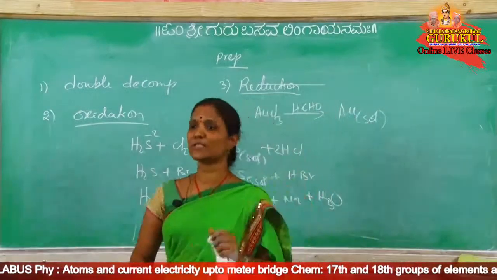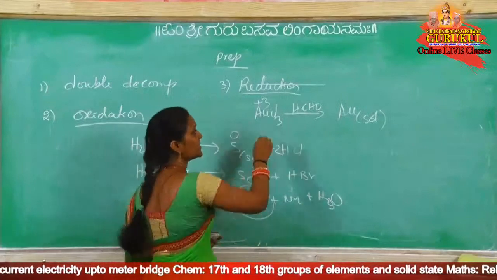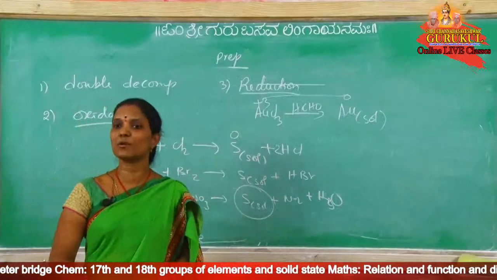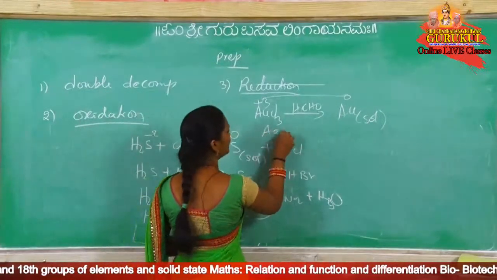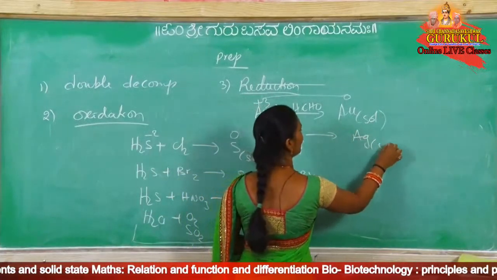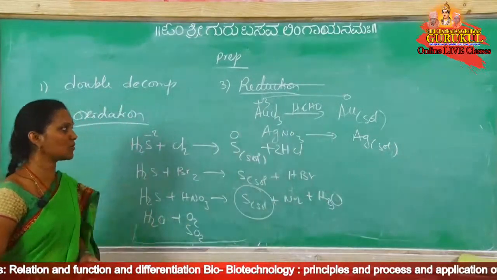Now, is it oxidation or reduction? What happened? Check it. This is +3. +3 changed to 0. +3 to 0 means the process is a reduction. So gold sol is prepared by the reduction method. Or AgNO3 we convert, using tannic acid, to silver sol. This is called argyrol sol.